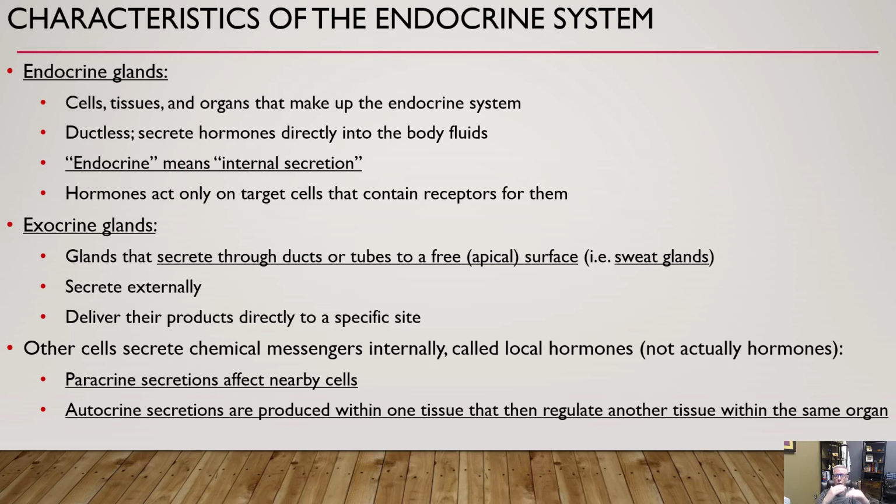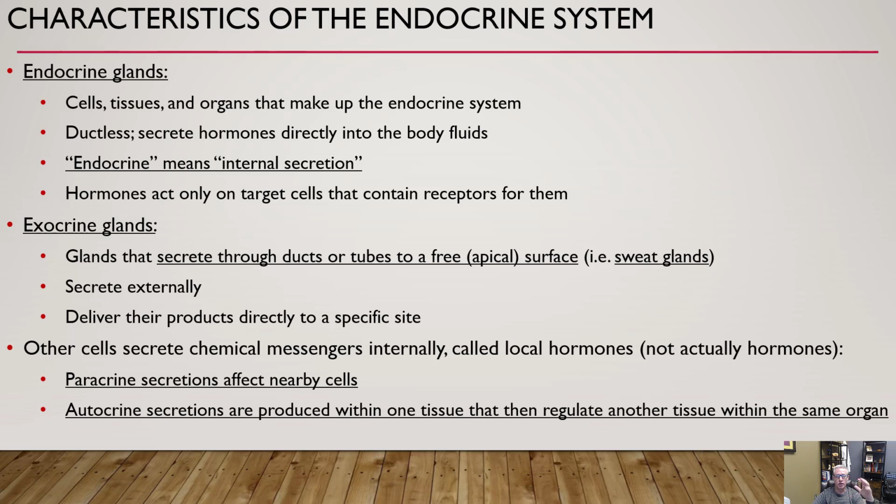And then these hormones, we'll talk about hormones later on. These hormones are going to go in through these body fluids, typically the bloodstream, and they're going to act on these target cells that have receptors on them. And a target cell is just a cell that has a receptor for a specific hormone. And receptors are just made from proteins or glycoproteins.